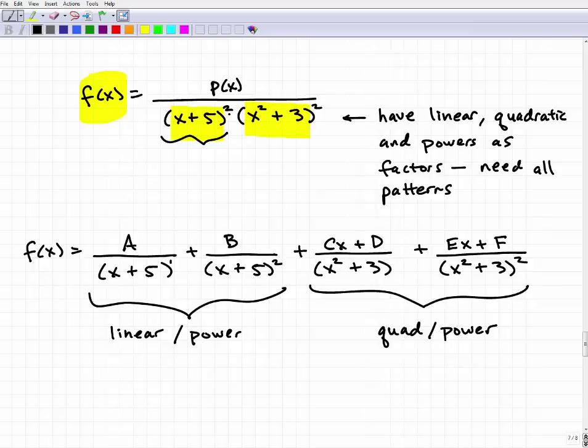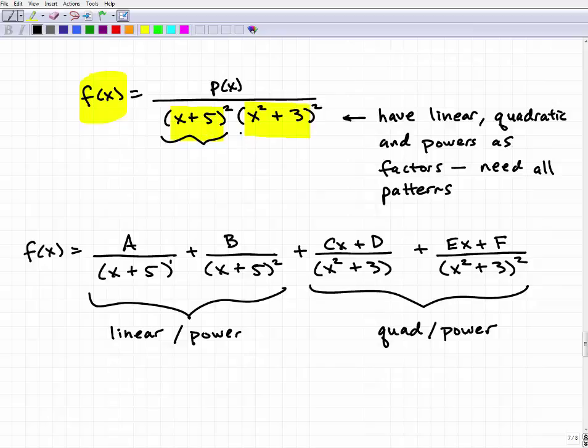Now if this was x plus 5 to the third power, I would write plus c over x plus 5 cubed. Okay, so that's what we mean by writing a fraction for each increasing power. All right, so we got to write one for the first power, we got to write one for the second power, and so forth. But we have to use a linear pattern because this is a linear factor.